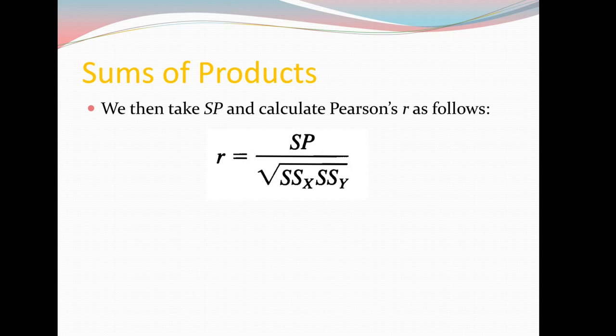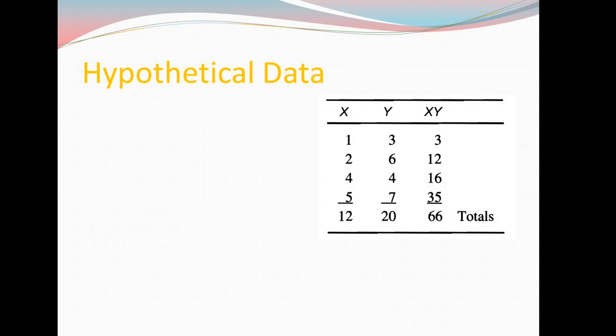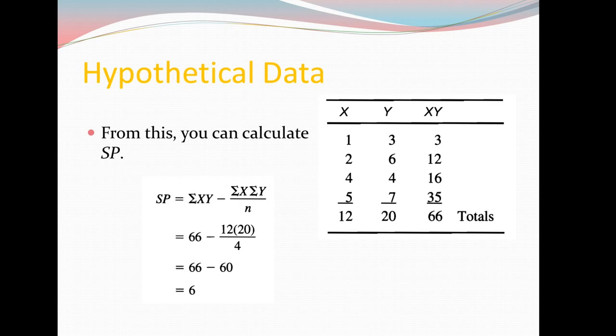Then after you calculate the sum of products, you calculate Pearson's r as follows. So the sum of products divided by the square root of the sums of squares for x multiplied by the sums of squares for y. Now let's do a worked example. We have some hypothetical data here. From this we can first calculate our sums of products.